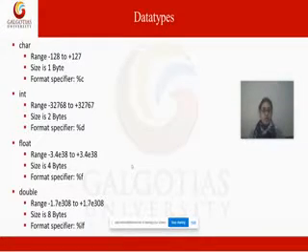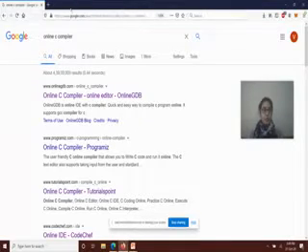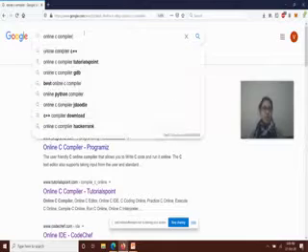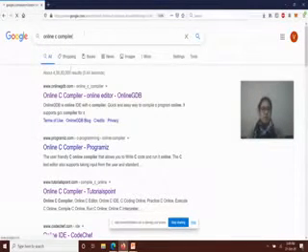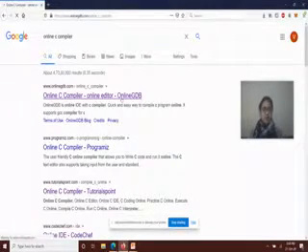Now, let us go to an online compiler and try to write a few data types and see how to give values to them. Let us also try to understand the role of this format specifier here. So what you can do is go to a browser and search for an online C compiler. You'll have lots and lots of options. I'm just choosing the first one that is here.